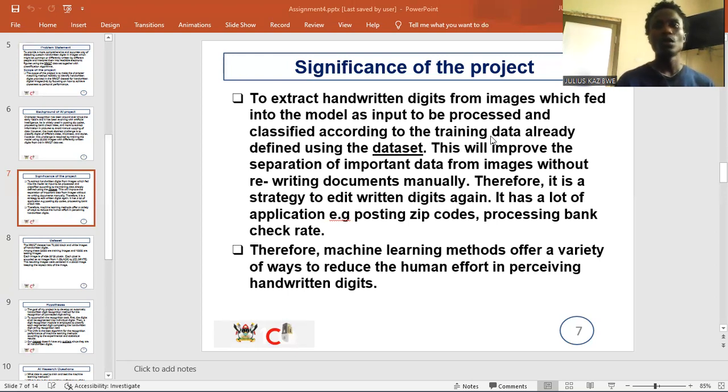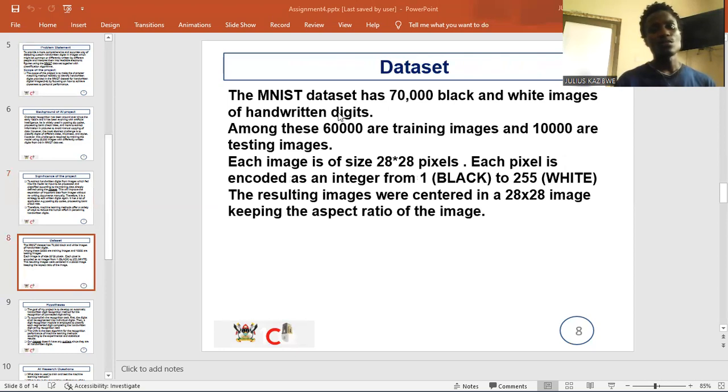It will be so helpful. The data set, as I've said, we're going to be using the MNIST data set, and it's made of 70,000 images, each in black and white. 60,000 of them are training images, and 10,000 of them are testing images. Each image is of size 28 by 28 pixels, and each pixel is encoded as an integer from 0 to 255. So 0 means totally black, and 255 is totally white.